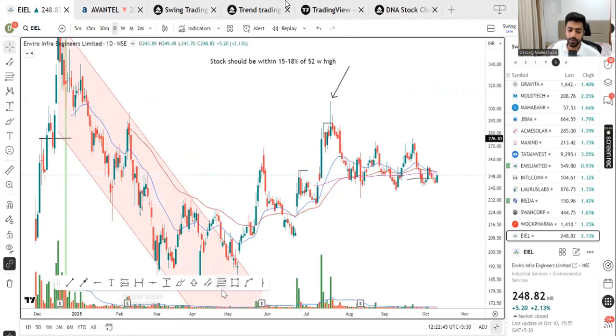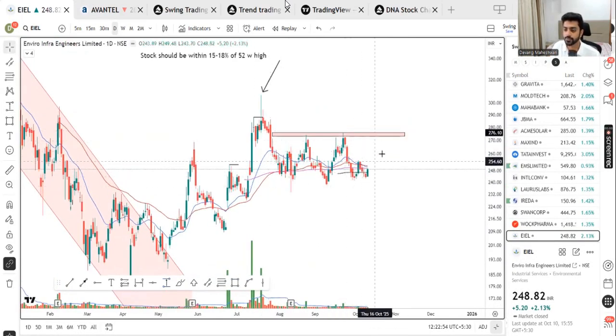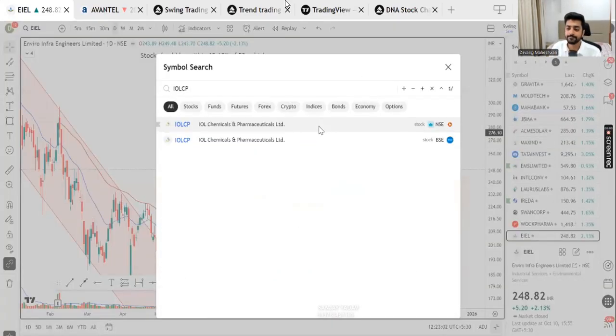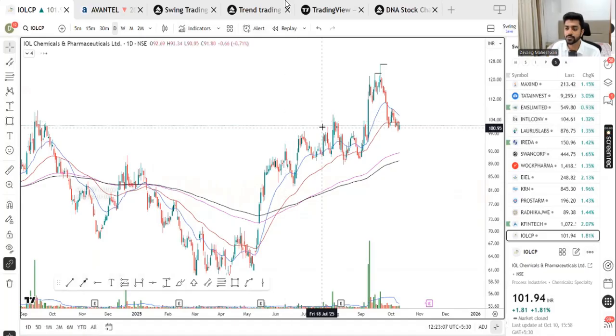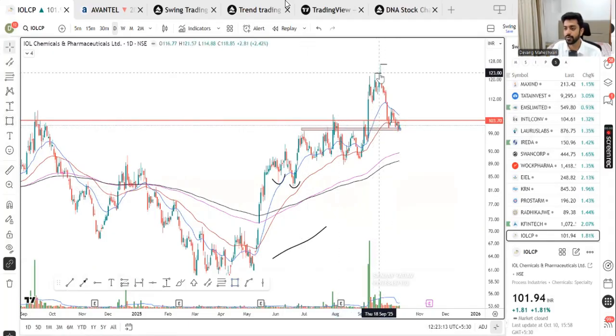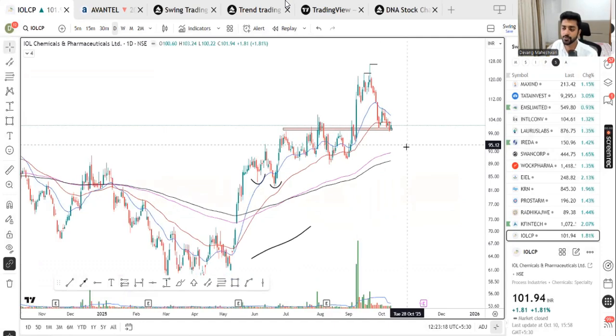Okay, EIEL, let's see. So this is an up down kind of base till yet. You had this move up here, and then it's setting up here. So let's see how it goes in future. IOLCP. So this was an upright base this year. It moved up, gave some money, again went down. Now what happens? Only need more candles to tell anything.